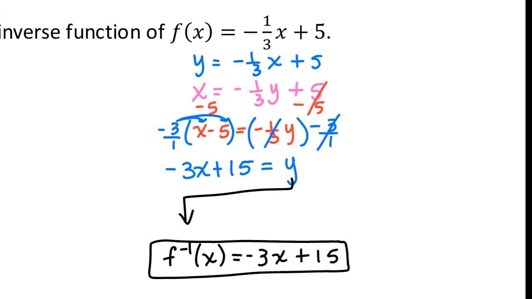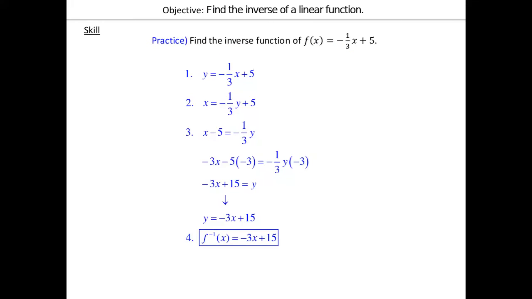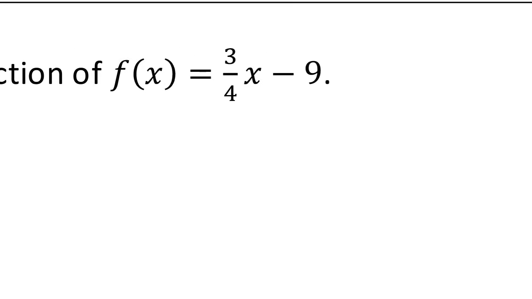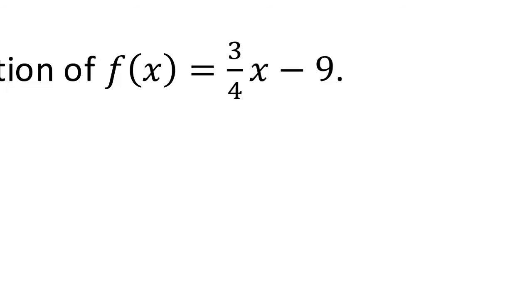All right, let's have you guys try this last example. Let me zoom in for you guys. F of x equals 3/4 x minus 9. And I won't tell you the answer this time. I'll see if you guys can get it.